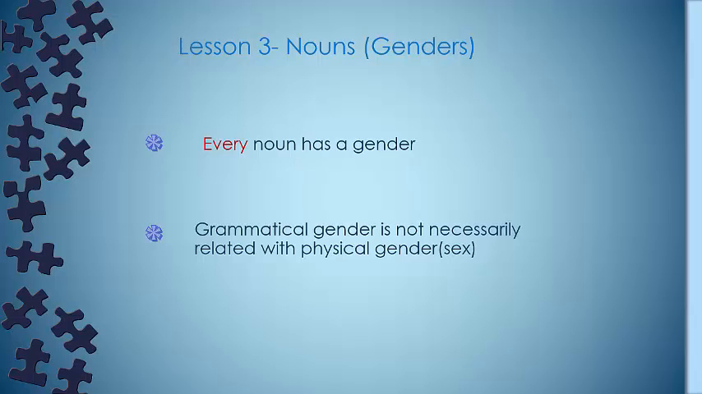The woman is physically a female, but grammatically it could be a female, but not necessarily. It could be, as a noun, a neuter. Or the chair in Greek, which is η καρέκλα, is also female grammatically, but that does not mean that physically the chair is female. Actually, it doesn't have a gender at all. It's an object.